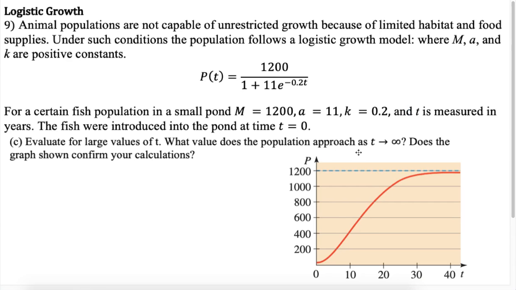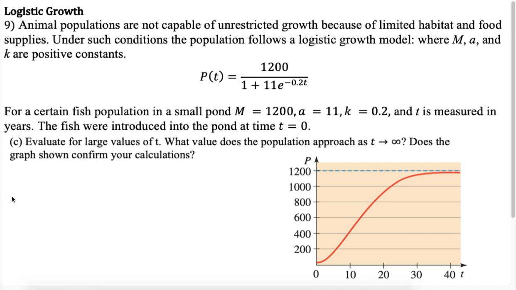So here is the graph of this function. Right? We start out at 100. It grows quickly at first, but then we kind of level off and we approach 1,200. All right. So let's see the information that we can get out of this.